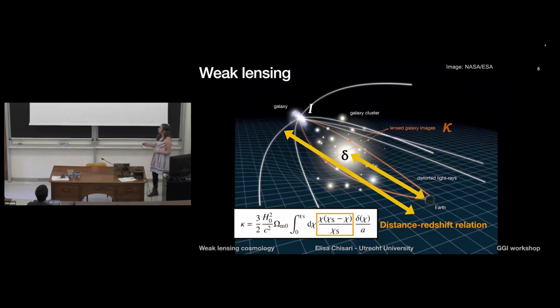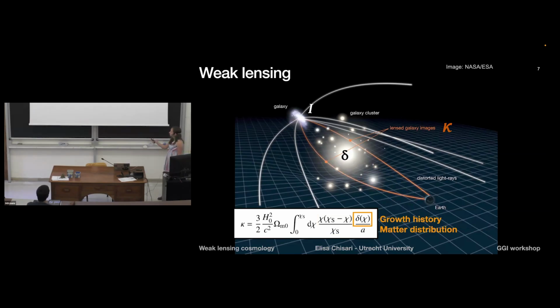Why does lensing constrain cosmology? Well, it's sensitive to this distance ratio between the distance from the observer to the lens and from the observer to the source, which appears here in the prediction of how much convergence, how much lensing distortion you will get in your galaxy. So that probes the distance-redshift relation. And at the same time, the presence of this density that is causing the lensing probes the growth history and the matter distribution.